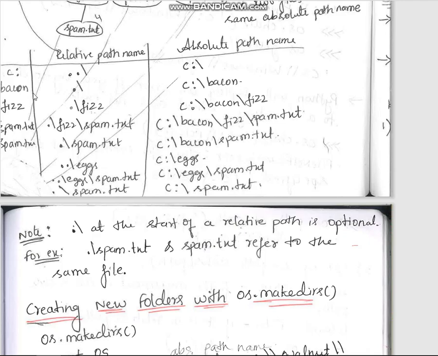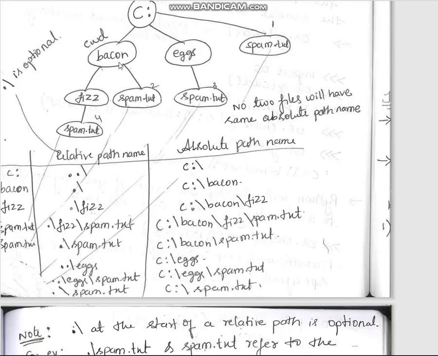Same, absolute path, if I want to write for this folder bacon, means always absolute path starts from the root directory. So we should start from the C drive. So how do we write the absolute path for this bacon folder? It is C colon slash bacon. You should start from the root.